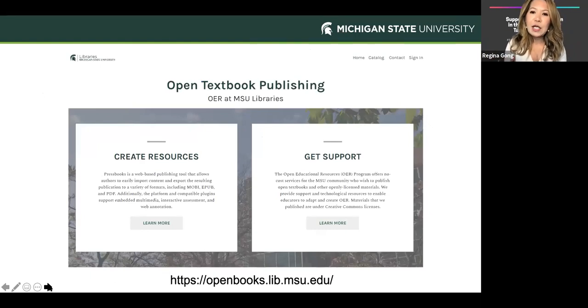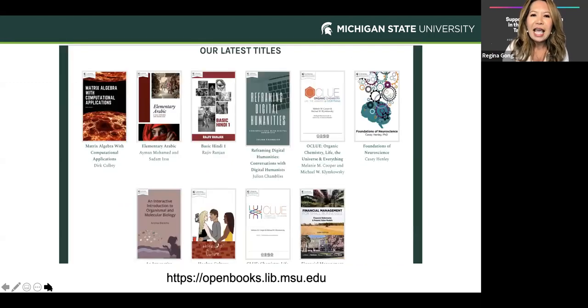So this is our publishing platform. We have pressbooks.edu. We use Pressbooks as our authoring platform. And our faculty here are going to talk about the amazing things that they have done with Pressbooks and those interactive exercises that they have put together in the OER they've created. And these are our titles we have so far. We have 10 titles, and more titles are gonna come.